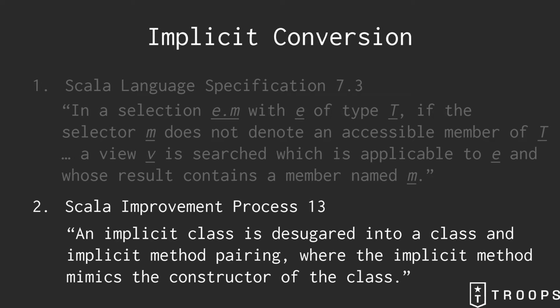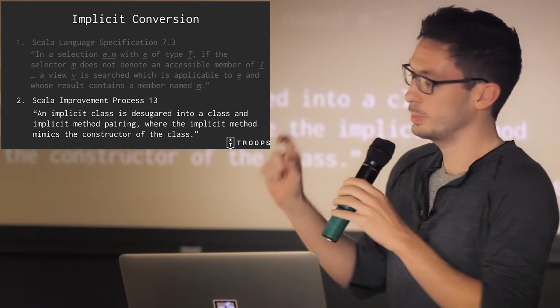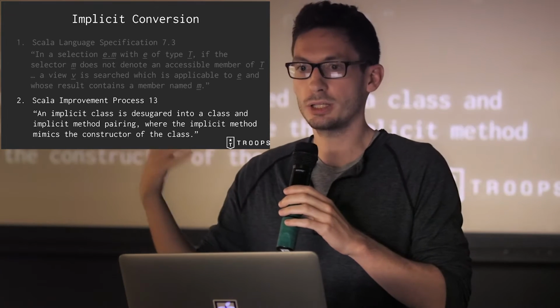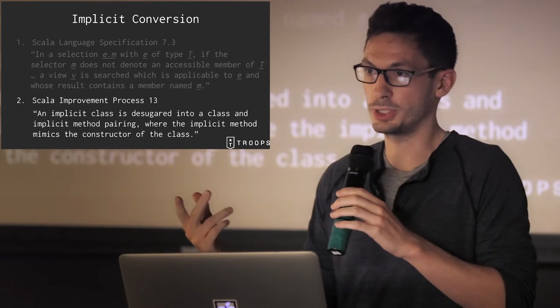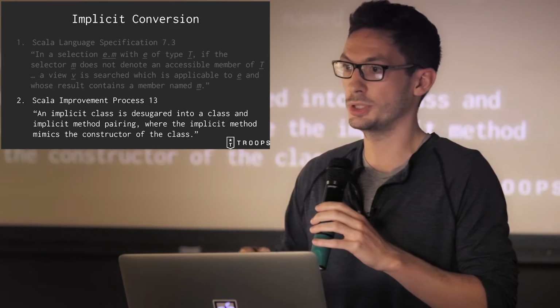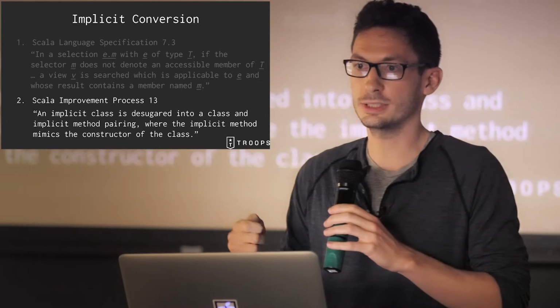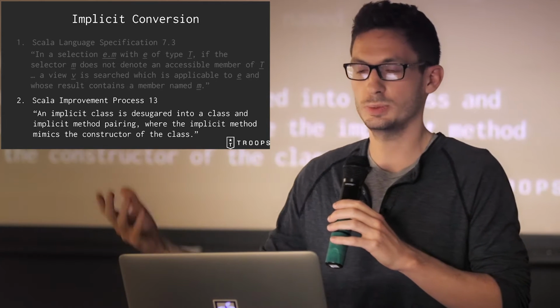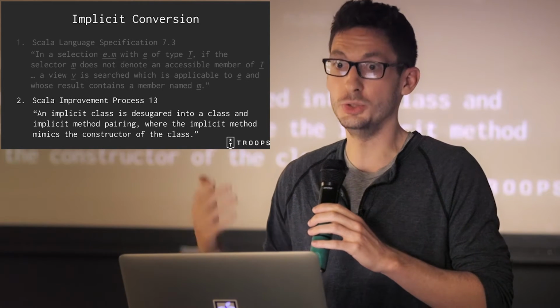So an implicit class is defined in the Scala Improvement Proposal 13. It's syntactic sugar to define both a class and the implicit view in one place. So if you ever use the prefix modifier implicit before your class definition, when the Scala compiler finds that code, it's going to convert it into two things: a class definition and an implicit method that is going to convert the constructor argument of our class into the new class.